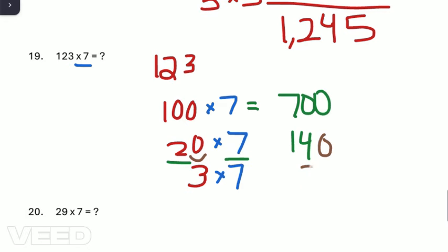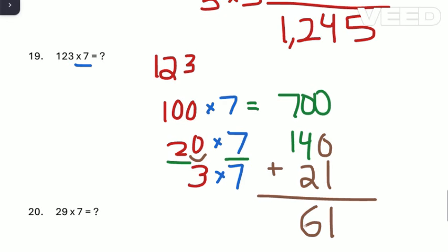And we add these numbers now. 0 plus 0 plus 1 is 1. 0 plus 4 plus 2 is 6. And 7 plus 1 is 8. Our final answer is 861.